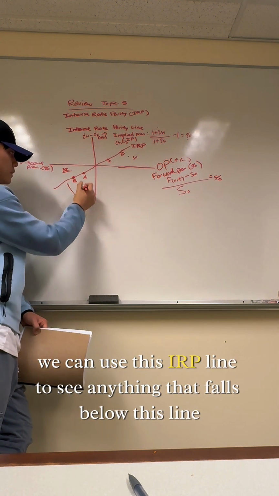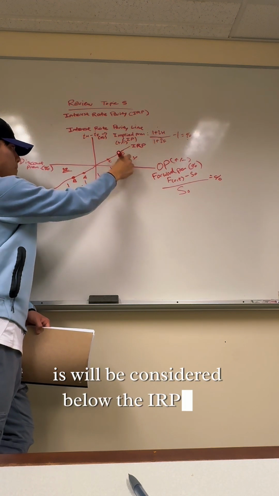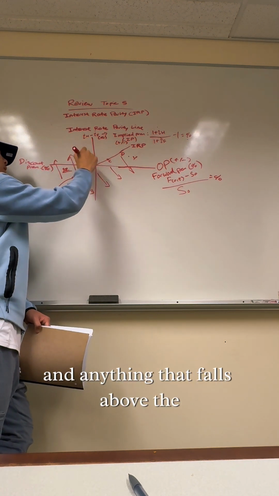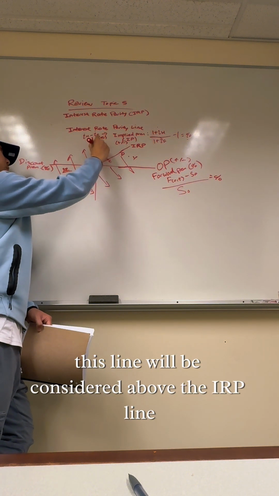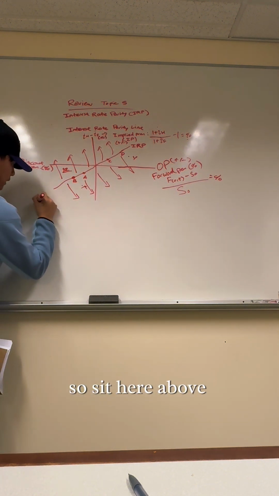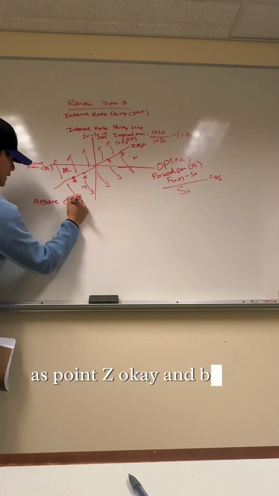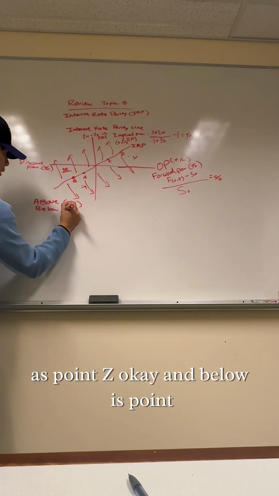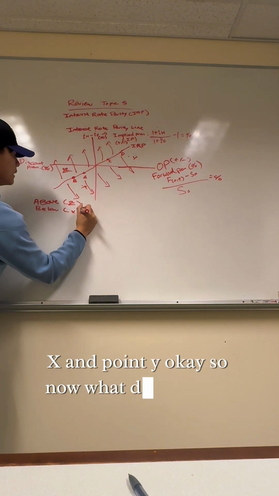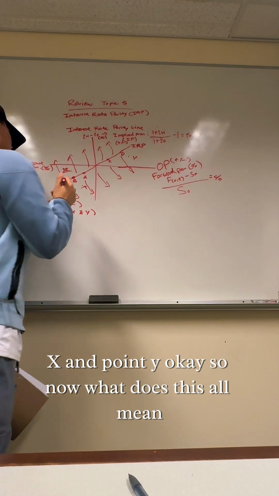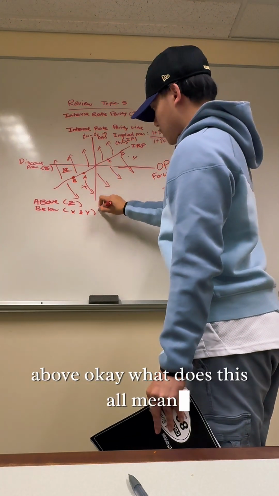Anything that falls below this line will be considered below the IRP line, and anything that falls above this line will be considered above the IRP line. So say here above is point Z, and below is point X and point Y. So now what does this all mean?